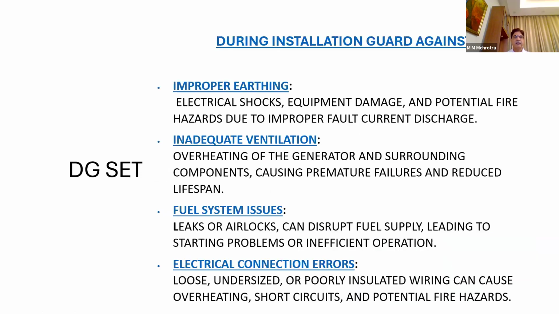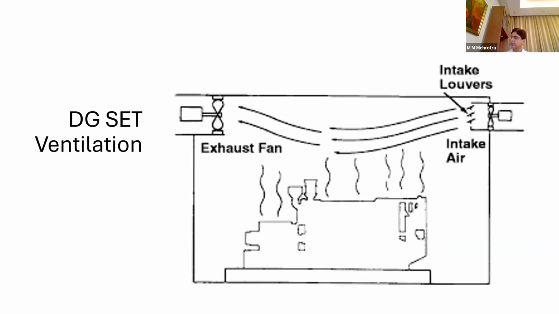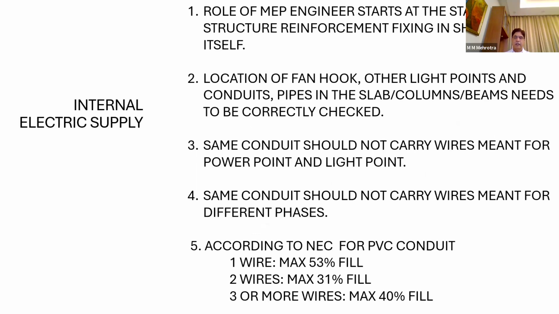Next is DG set. These are common precautions which should be there. As I said, it creates a lot of heat, so there must be enough ventilation available in your DG set room. Now we had seen that panel. From that panel, supply comes.